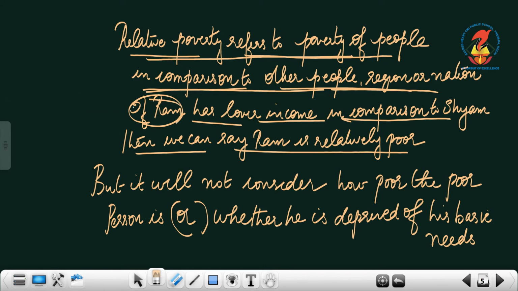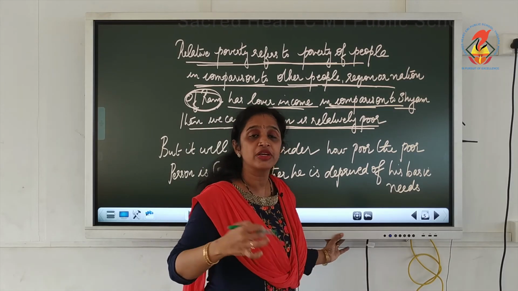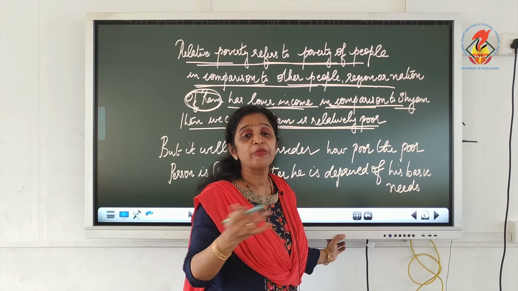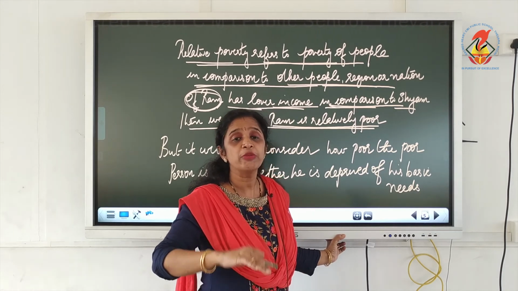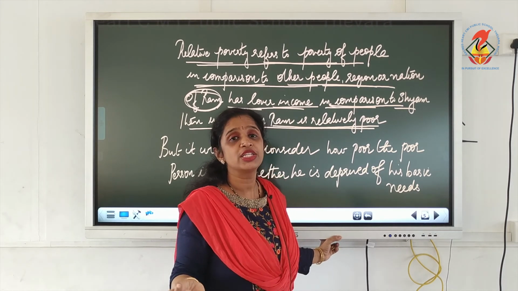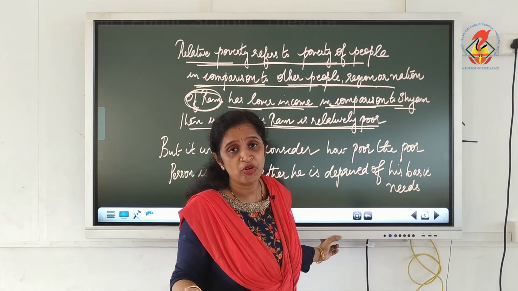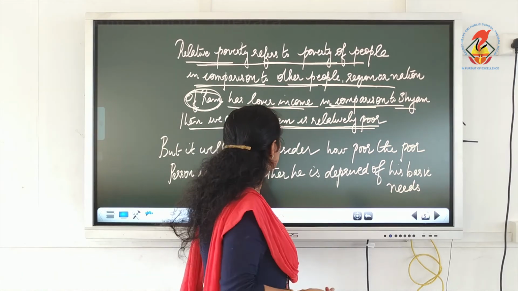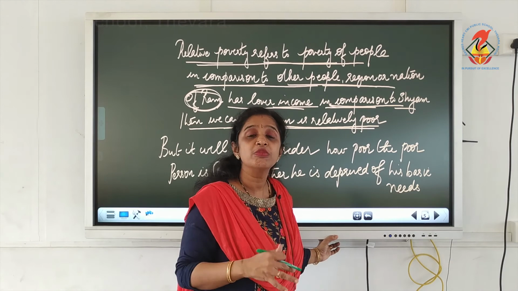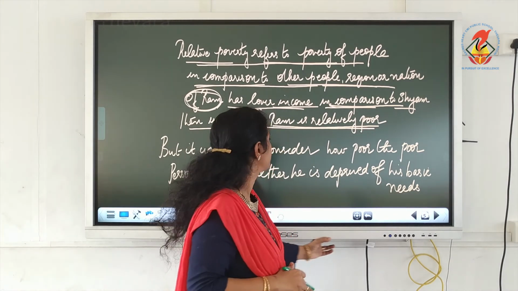Once again, Ram and Shyam are two people. If Ram has lower income in comparison to Shyam, then we can say Ram is relatively poor because Ram has got less income when compared to Shyam. So, we are comparing one person with the other. That is what relative measure of poverty is doing. So, in such a case we can say Ram is relatively poor.